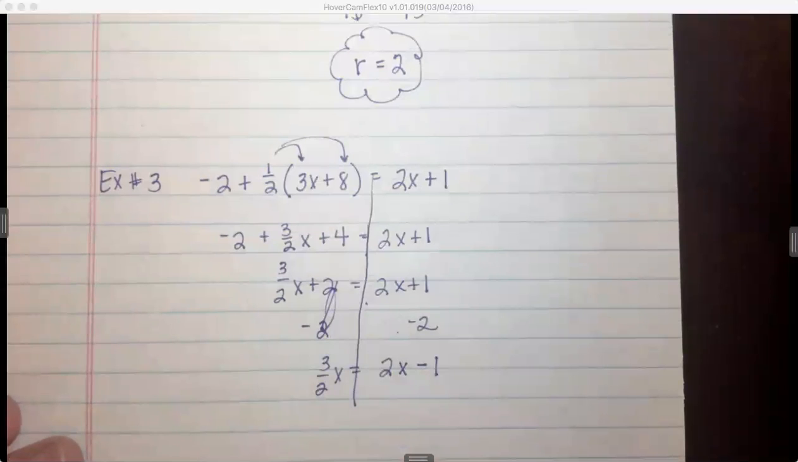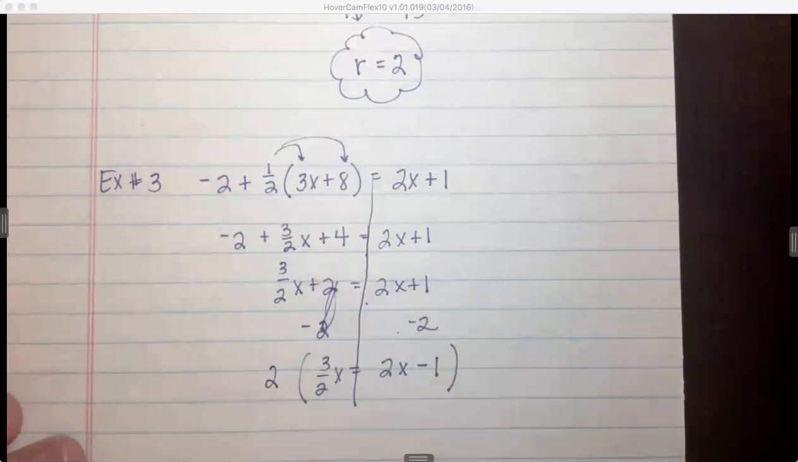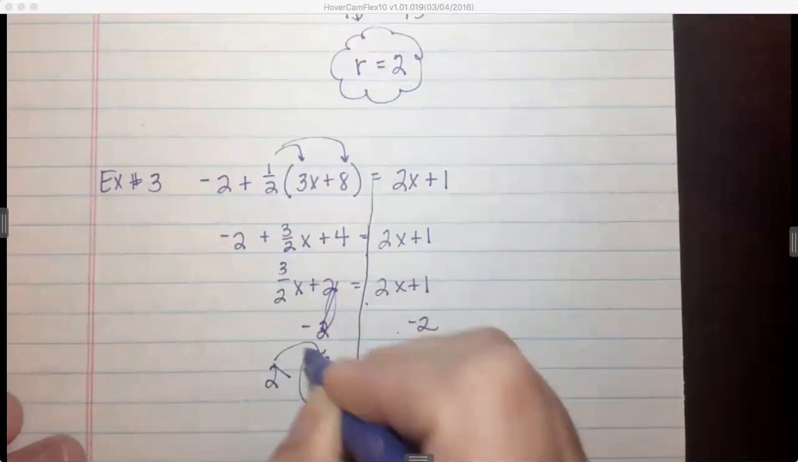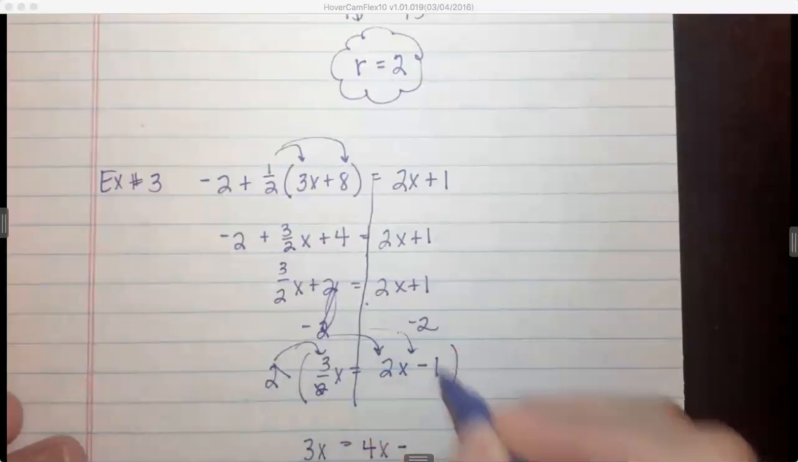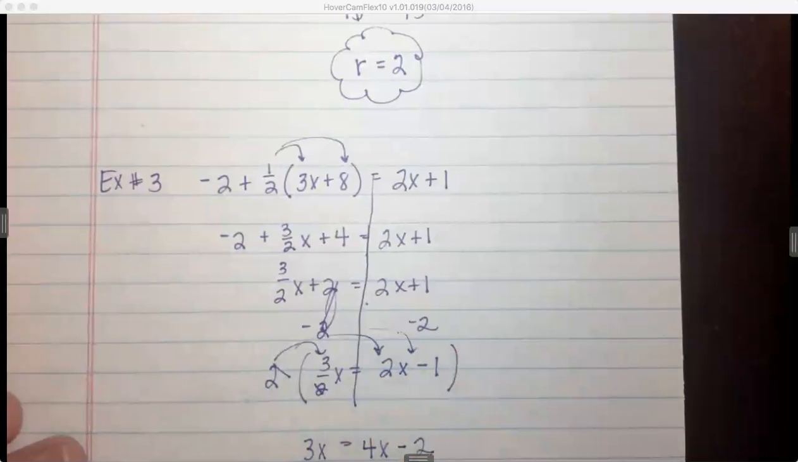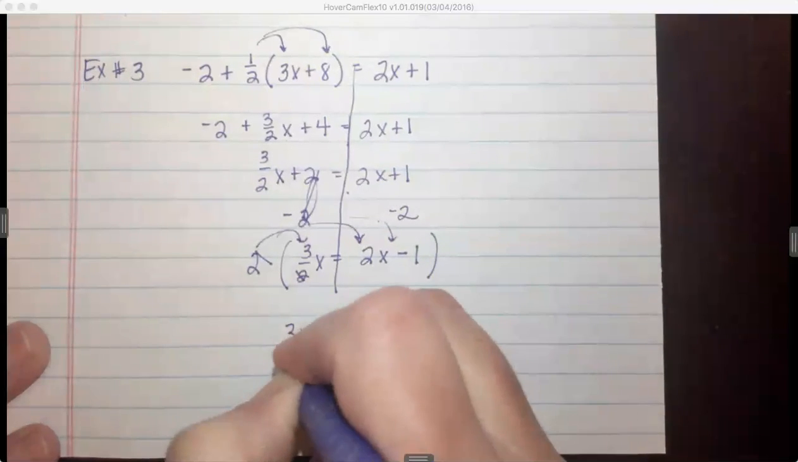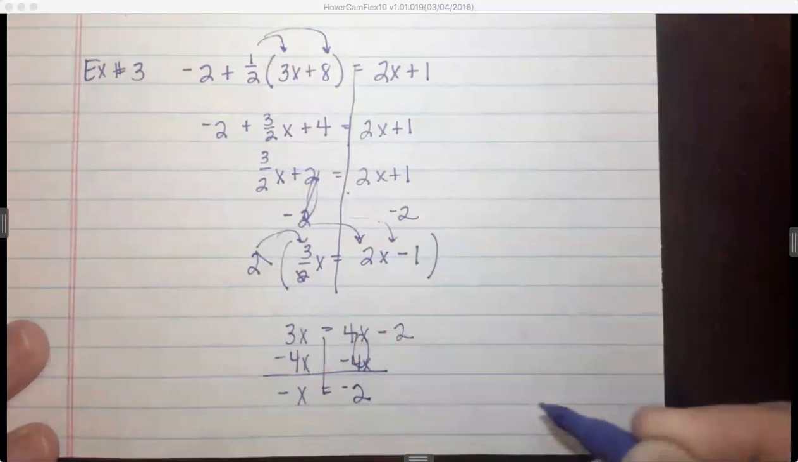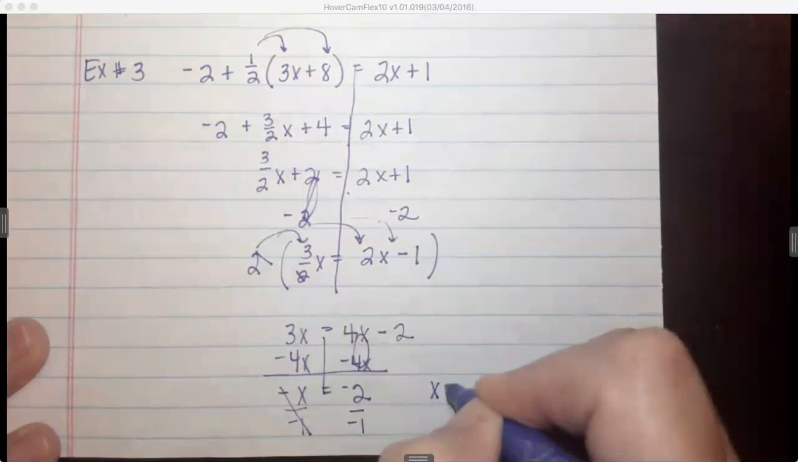If I wanted to clear the fraction, I see that 3 is divided by 2. So I want to multiply everything by 2. When I multiply this, it goes away and I get 3x equals 4x minus 2. Okay, now it looks like something I can work with. So I'm going to do minus 4x, minus 4x. I'm going to get negative x equals -2. This is like a -1 in front of it, so I need to divide, and I get x equals +2.